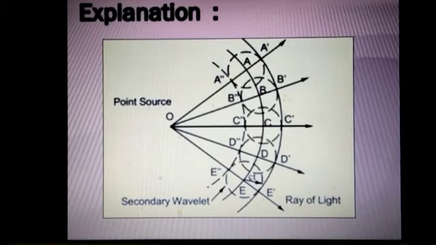Further, draw the envelope of the secondary wavelets. Parts A'B' and A''B'' of the envelope are termed the forward secondary wavefront and backward secondary wavefront respectively. Then, as discussed here, A'B', the forward secondary wavefront, is the new position of the wavefront at time t plus delta t. The same procedure is adopted for finding the new position of a cylindrical or a plane wavefront.